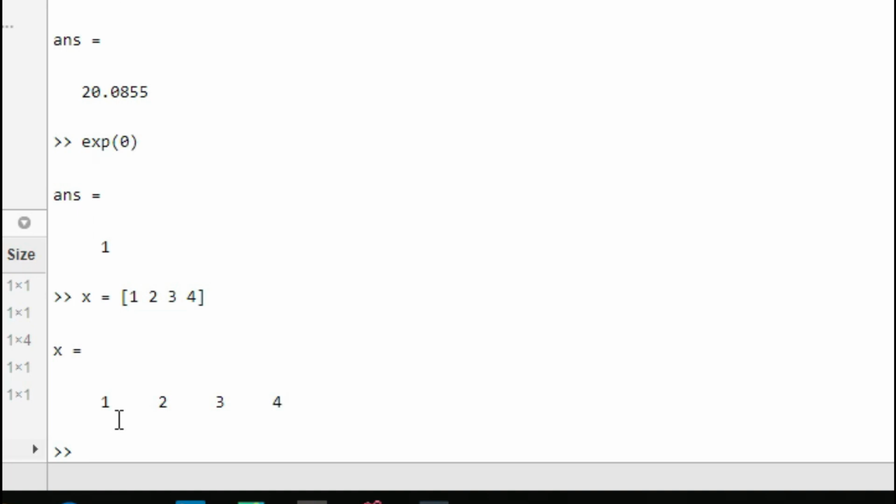So I want to check the size of x. So I am going to use the size function. Size of x gives 1 by 4. This matrix is of 1 by 4 size, 1 row and 4 columns.